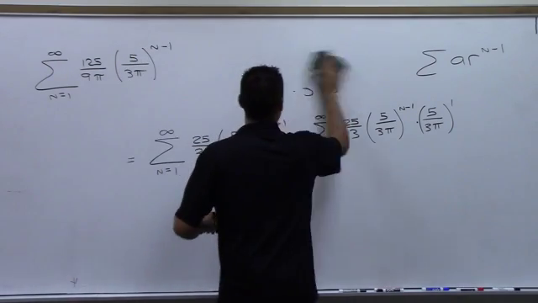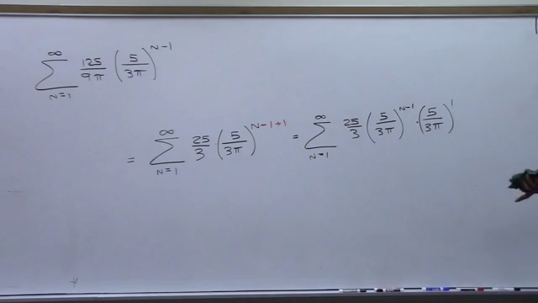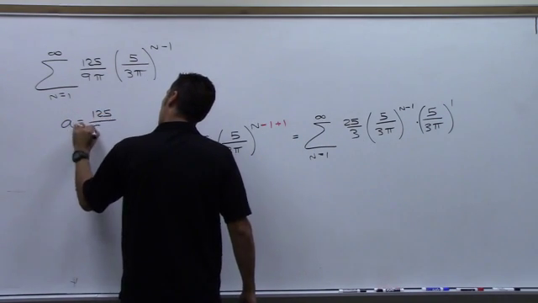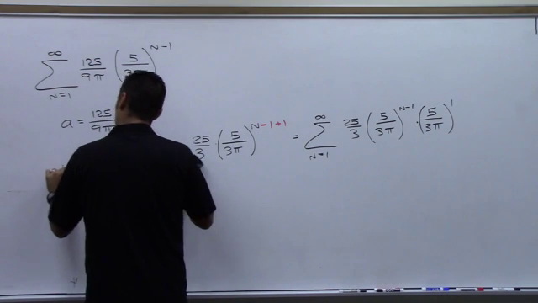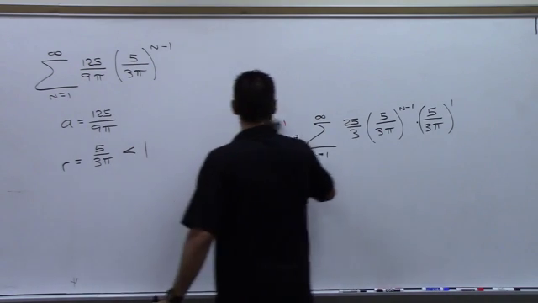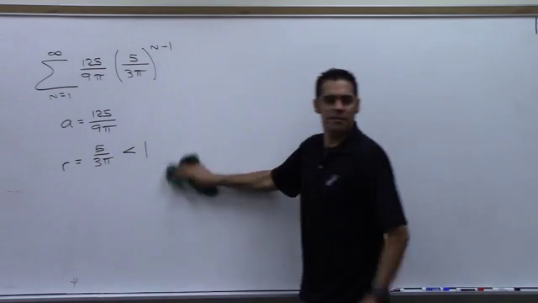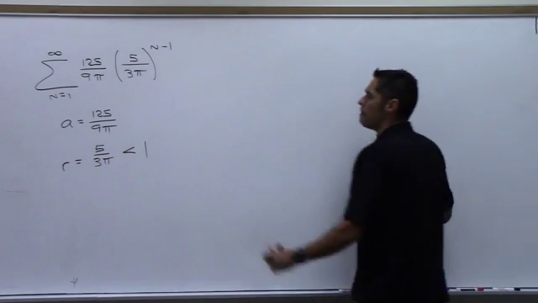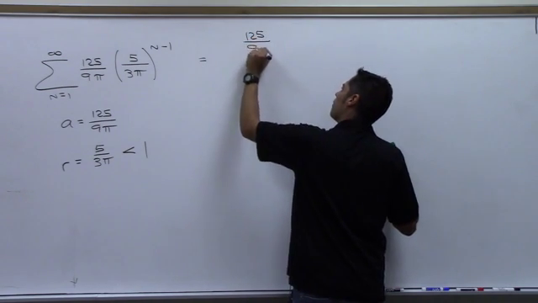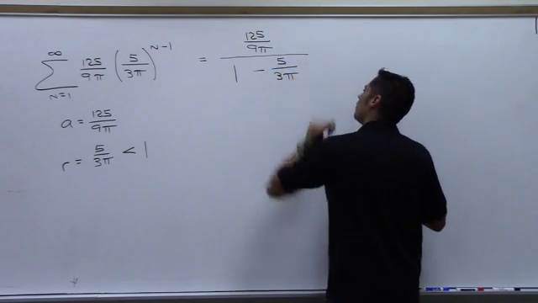Questions? Does that look like a geometric series? Yes? Okay, what's A for us? 125 over 9 pi. What's R? 5 over 3 pi, which is less than 1, right? So it converges. I could have put absolute value, but it's positive, so I'm not concerned. So this equals A over 1 minus R, like that.